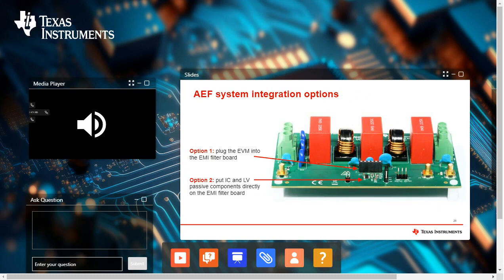There are a couple of options of integrating AEF into filter boards. Option 1, plug in the EVMs with the header pins. Or option 2, implement directly on the filter board the ICs and the voltage passive components needed for stabilization.